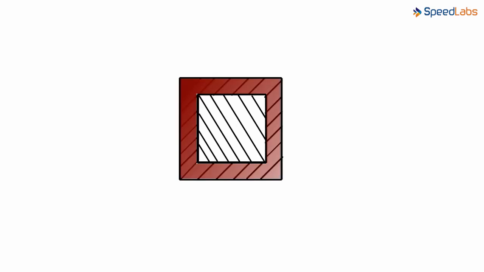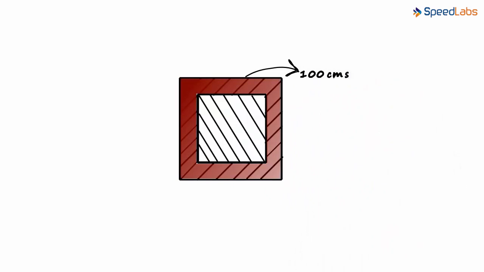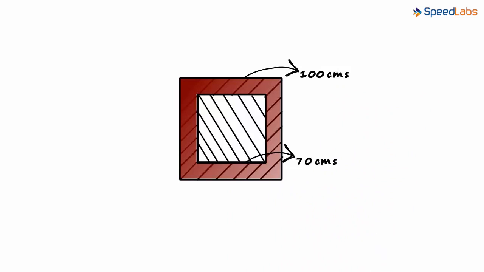Look at this figure. It consists of two squares, this one and this one. The outer square has the length of its sides equal to 100 centimeters and the sides of the inner square are equal to 70 centimeters. We have to find the area of the colored region.